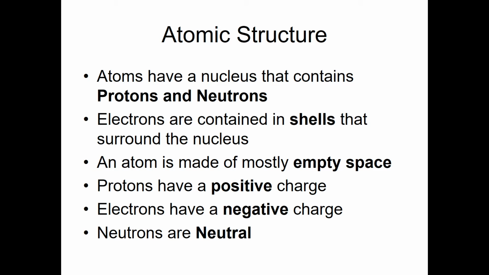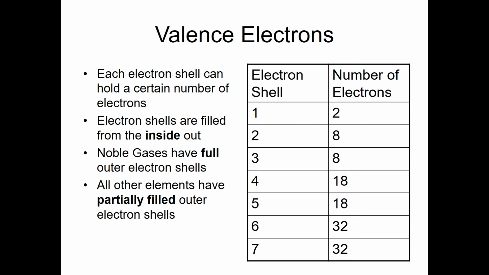So atoms have a nucleus that contains protons and neutrons. Electrons are contained in shells, also called energy levels, that surround the nucleus. An atom is made up of mostly empty space. Protons have a positive charge, electrons have a negative charge, and neutrons are neutral. So each electron shell or energy level can hold a certain number of electrons. Electron shells are filled from inside out.